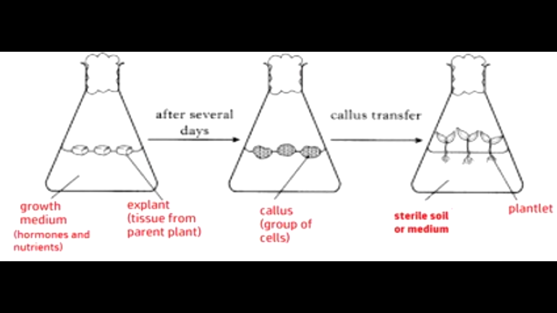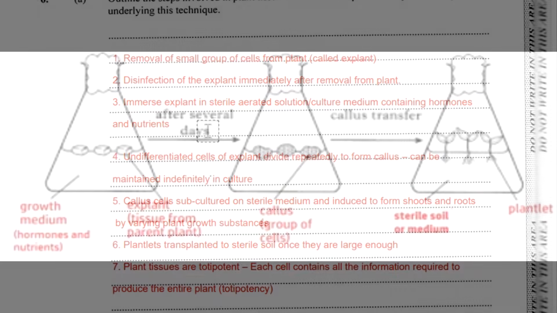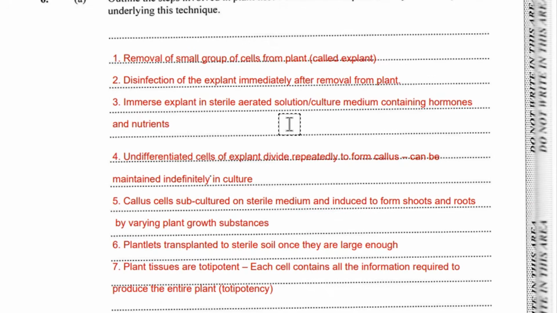So after that small group of cells is removed from the plant, that explant is going to have to be disinfected, because it's just a small group of cells that is very susceptible to harmful fungi and any other pathogens. So it's going to be disinfected, and the explant is going to be immersed in a sterile aerated solution or culture medium containing hormones and nutrients. These growth hormones would expedite cell division, because a few cells could get wiped out very easily by some pathogens. That's why it has to be in a sterile environment.